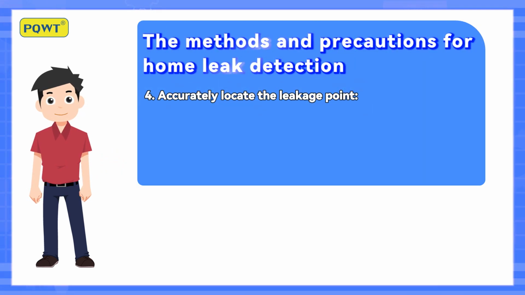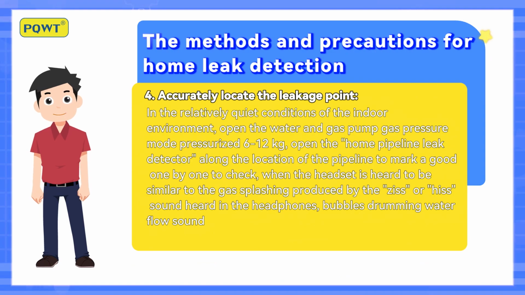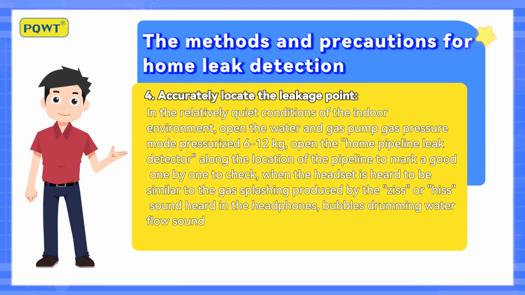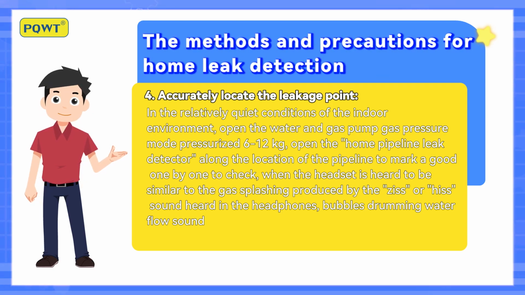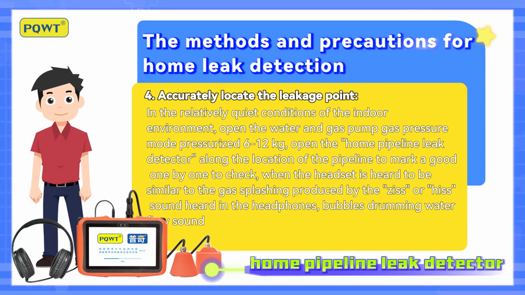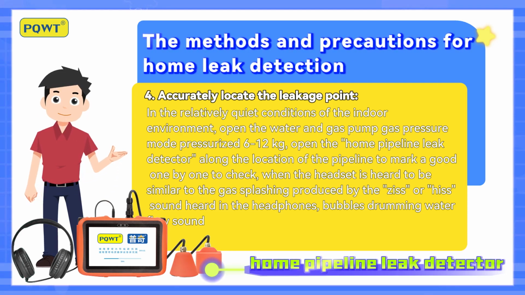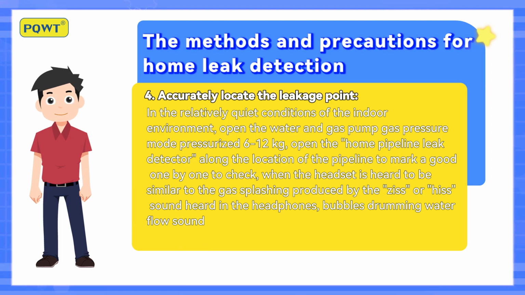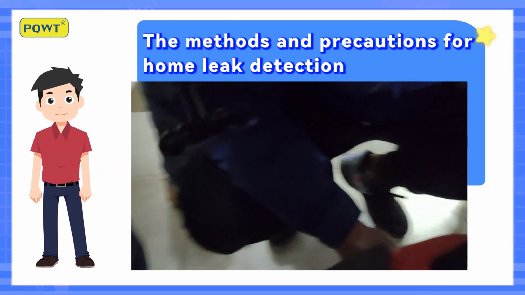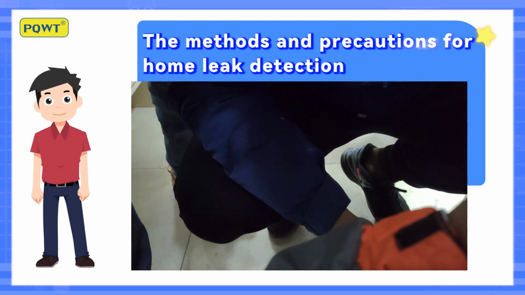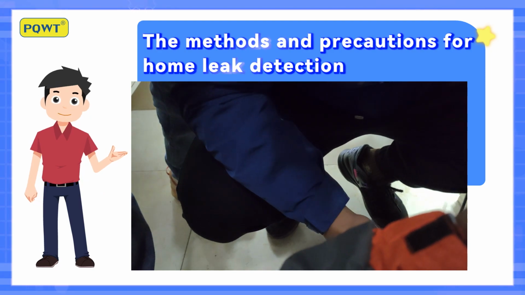4. Accurately locate the leakage point. In the relatively quiet conditions of the indoor environment, open the water and gas pump, and pressurize in gas pressure mode to 6 to 12 kilograms. Open the home pipeline leak detector and check along the location of the pipeline, marked well, 1 by 1. When the headset picks up a sound similar to gas splashing, or bubbles drumming as water flows out, the sound size is significantly higher than in other areas.